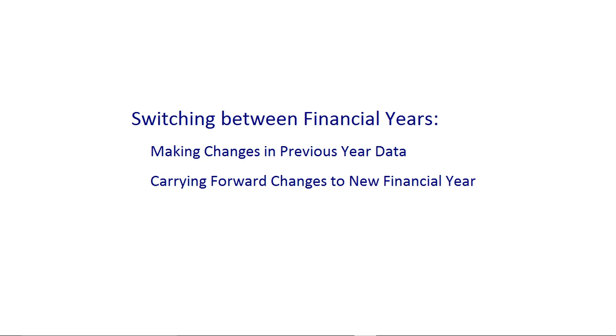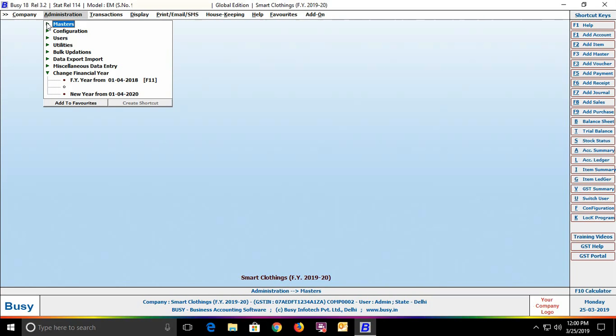Next, we will discuss switching between the financial years. In this, we will be discussing making changes in previous year data and carrying forward those changes to new financial year. Here, first of all, we'll see how we can switch back to previous financial year. In the administration menu, change financial year option, you can use the financial year from 1st April 2018 option to switch back to the previous financial year, that is 2018-19.